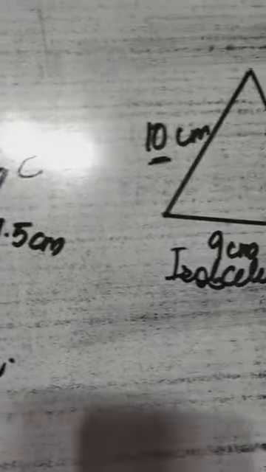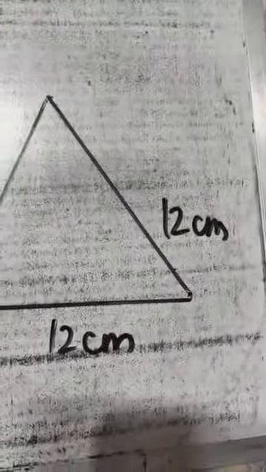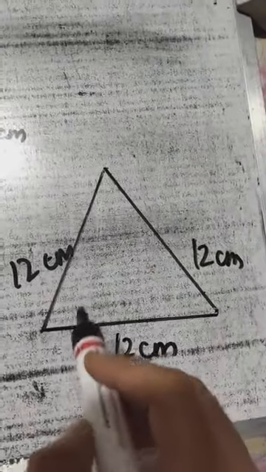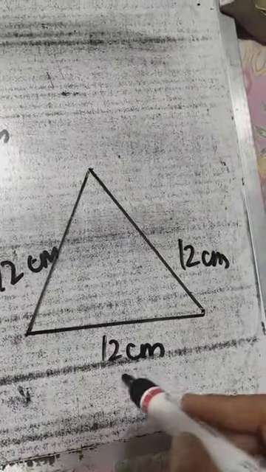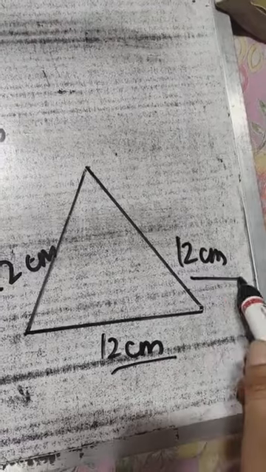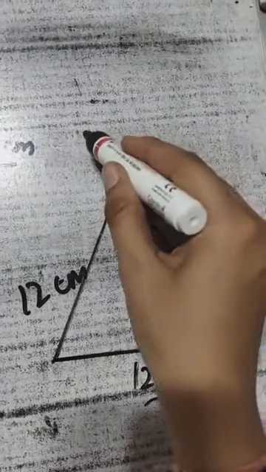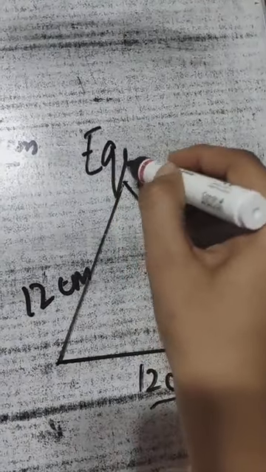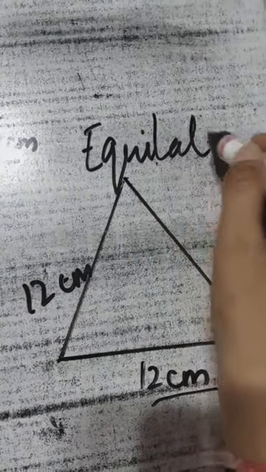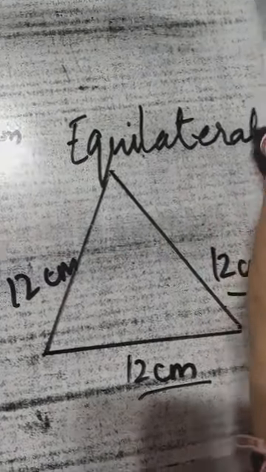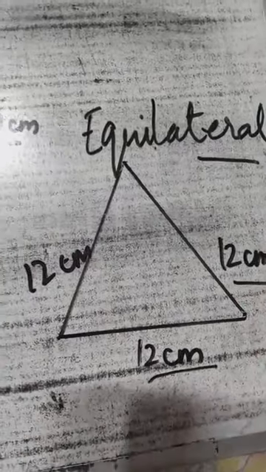Now the third type is equilateral triangle. In an equilateral triangle all sides should be equal. Just like in this triangle, this is 12 centimeter, this is 12 centimeter, and this is also 12 centimeter. That is equilateral, all sides equal. So these were three types of triangles based on the sides.